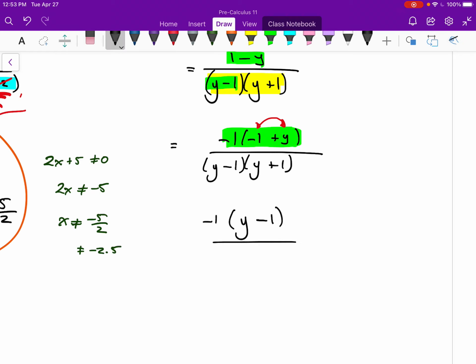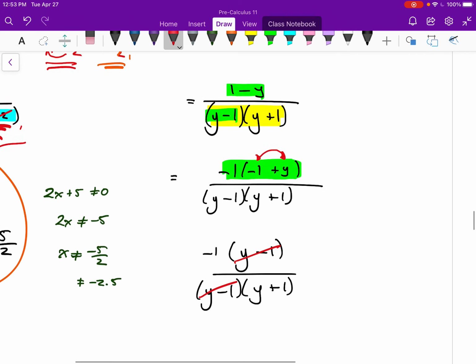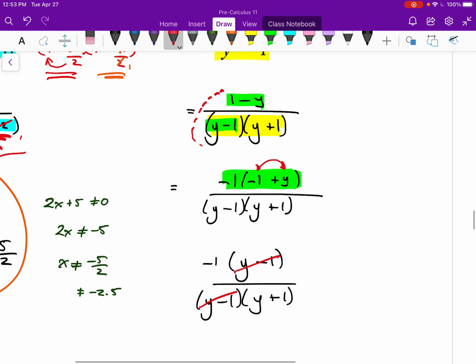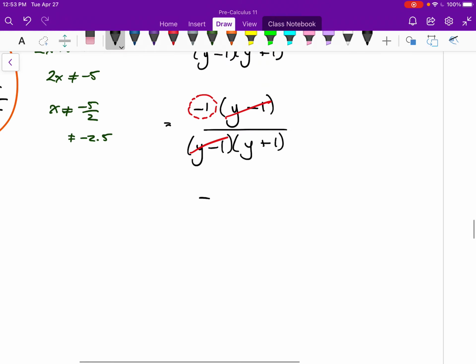And so notice what I have now is a common factor, and I can cancel this y minus 1. Essentially, anytime you have two factors that are almost the same, just with the opposite order of subtraction, you can cancel them out. They'll equal negative 1, because notice there's this negative 1 left right here. And so cleaning this all up, what do I have left? I have negative 1 in my numerator over y plus 1. And that's my simplified expression.